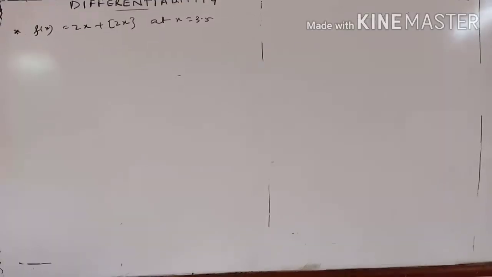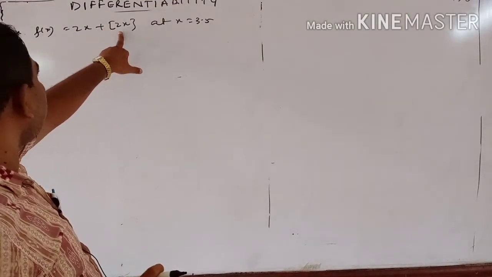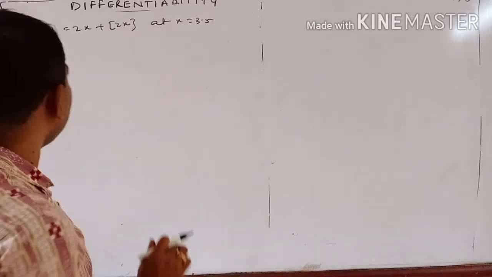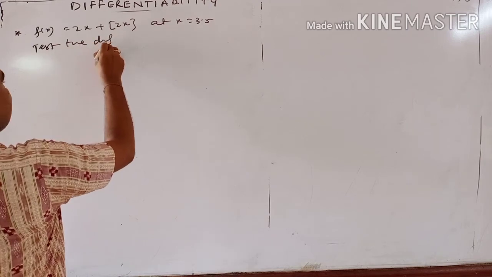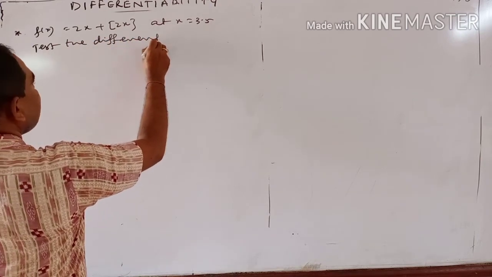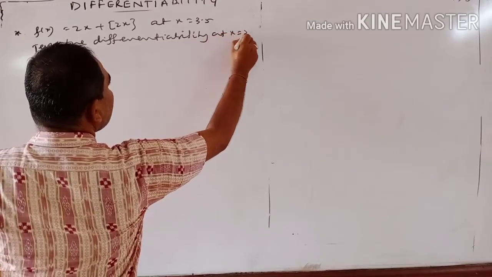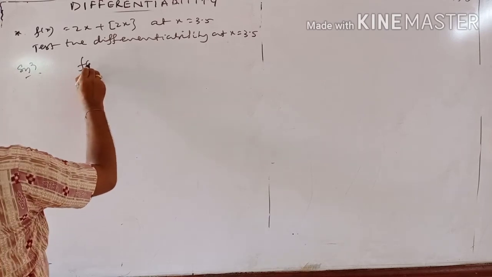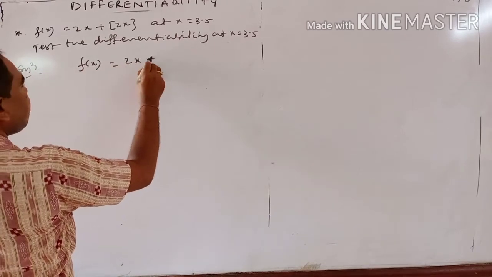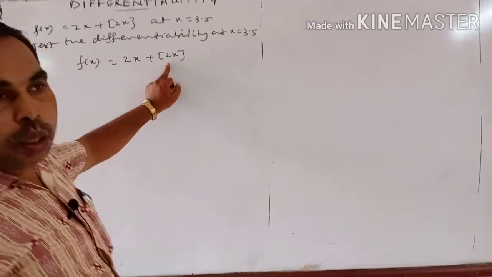Next question: f of x is equal to 2x plus square bracket 2x at x is equal to 3.5. Test the differentiability at x is equal to 3.5. Solution. Given f of x is equal to 2x plus square bracket 2x. Square bracket 2x means greatest integer function.